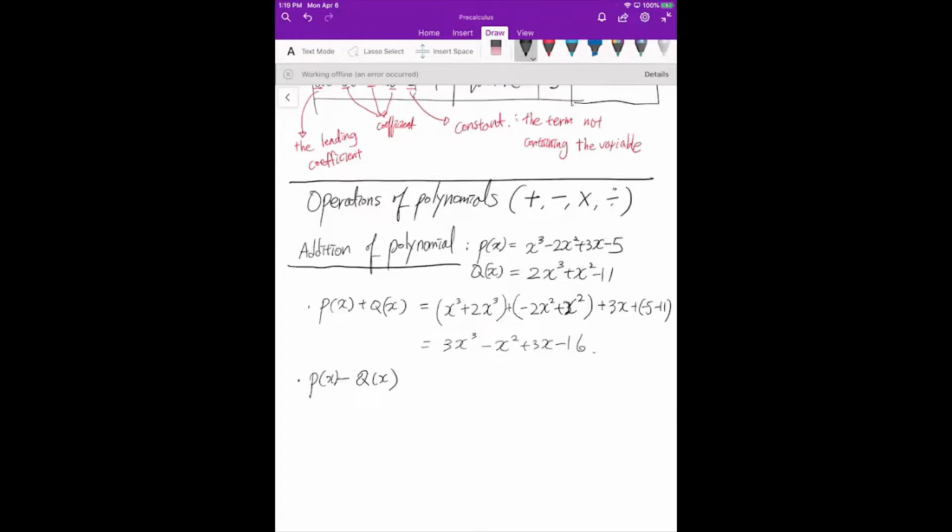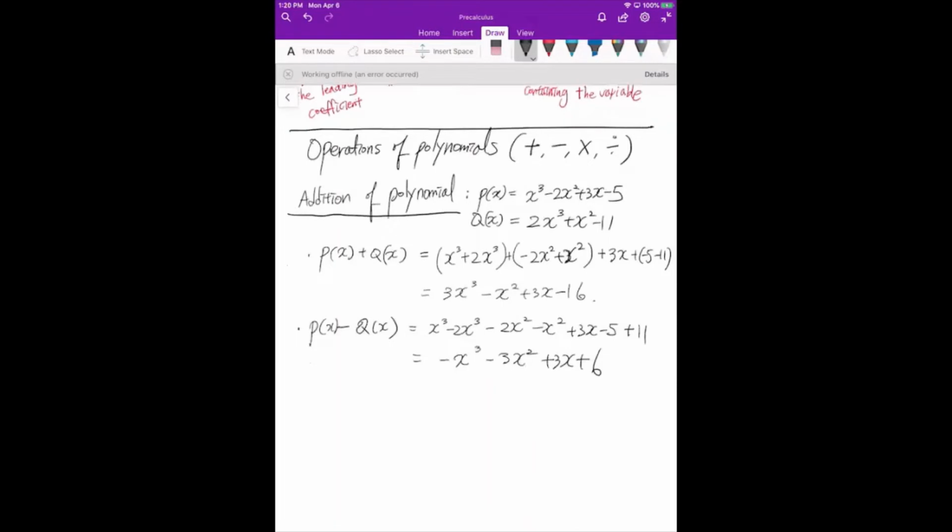Yes. Okay. Thank you very much. How about subtraction? x cubed minus 2x cubed, minus 2x squared minus x squared, plus 3x, minus 5 plus 11. Seems like that. And then the answer is going to be x cubed minus 3x squared plus 3x plus 6. So that is just simply adding and subtracting the like terms. Combine the like terms. That's the key here.